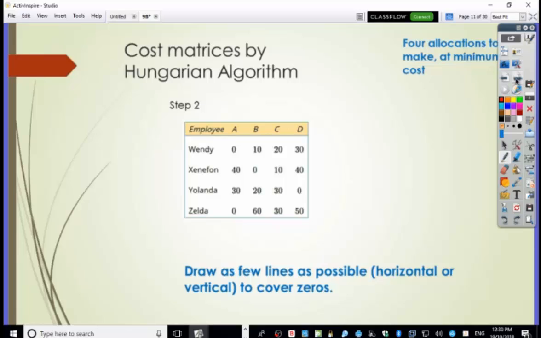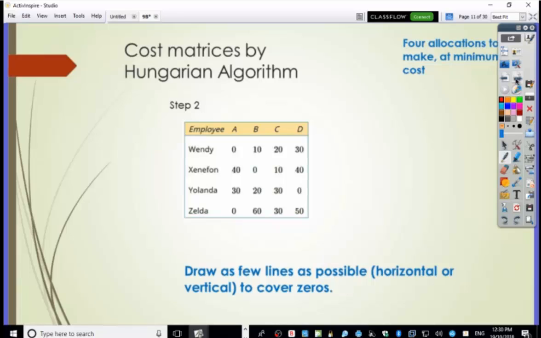Now, what it doesn't say on this one, but it will on the next one, is we're making 4 allocations, so we've got to get to the point where we have to draw 4 lines. If there were 5 people, we'd have to draw 5 lines. Now, can you cover those zeros with less than 4 lines?